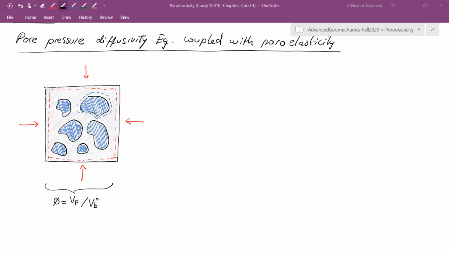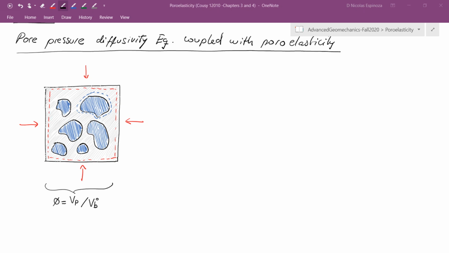In this video, we're going to derive the pore pressure diffusivity equation coupled with poroelasticity. This is the basic equation that you need in order to predict changes of pore pressure in 3 dimensions as a function of time, coupled with pressure gradients and also with solid deformation. All right, first of all, let's start with defining some variables.